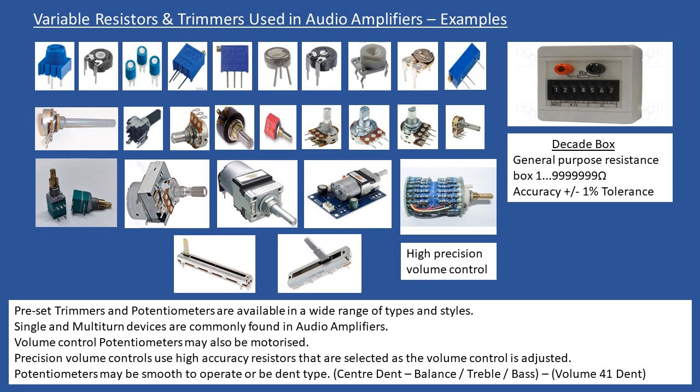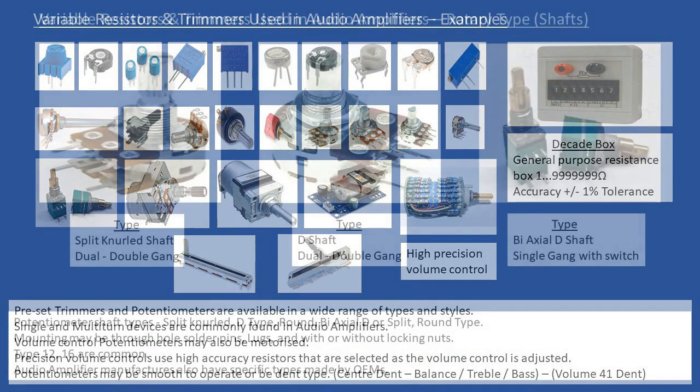If you look at the volume control, if you think about power audio amplifiers, it's very, very common then to find a 41 dent type potentiometer. So as you adjust channel A, channel B, you can feel that indentation as you rotate. But you may also find the 41 dent type potentiometers in conventional home audio type electronic equipment as well.